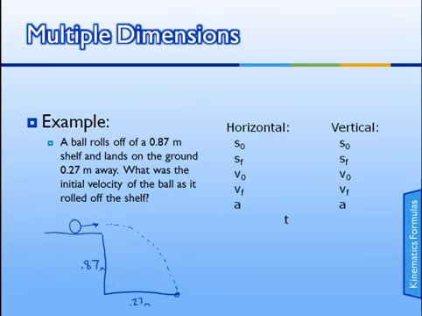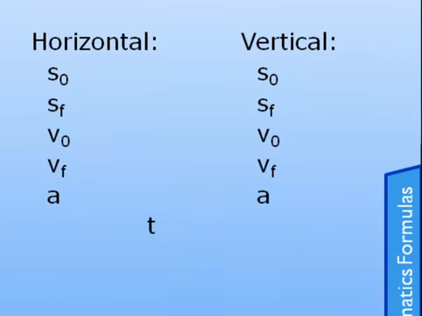Now let's come up with the list of different quantities for this particular problem, and then start to use some of the formulas to solve for what we're missing. Horizontally, we know the final position. The final position horizontally was 27 centimeters, or 0.27 meters, about a foot. We don't know the initial velocity. That's what we're looking for. And I don't see any other things here that they've told us about either.